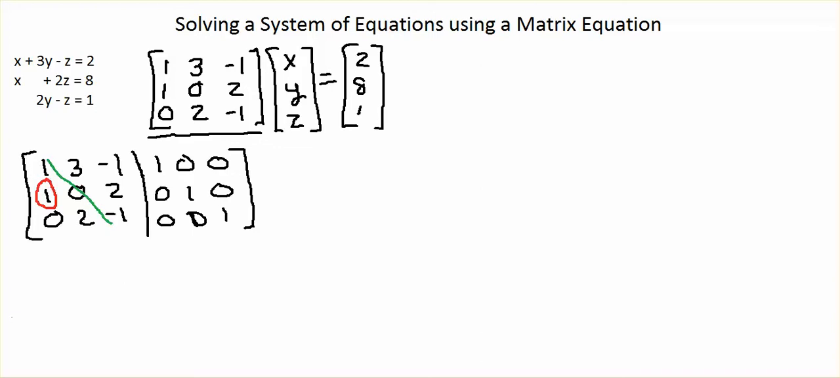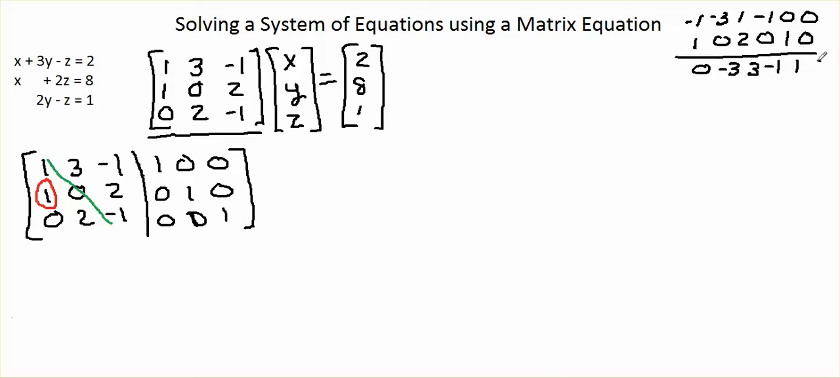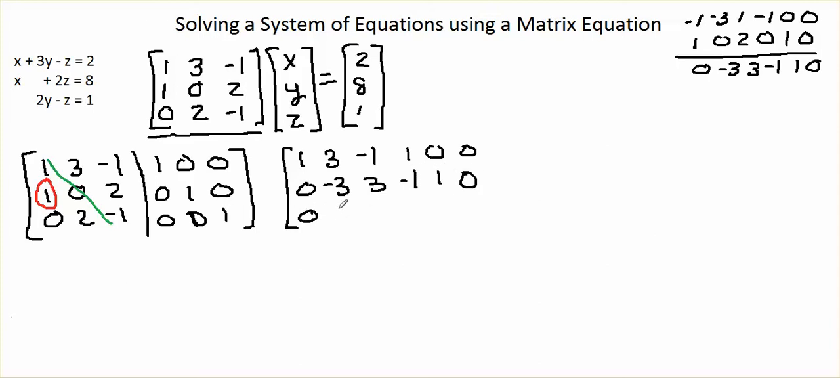So let's go ahead and do that math off to the side over here. -1, -3, +1, -1, 0, and 0. And we'll just go ahead and duplicate this second row. We'll add them. And we're going to replace the second row right here. So now we have a 1, 3, -1, 1, 0, 0. We have a 0, -3, 3, -1, 1, 0. And then our bottom row.